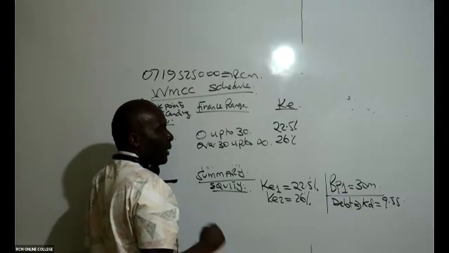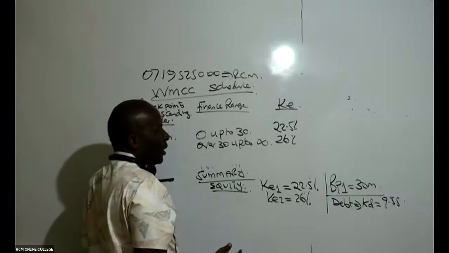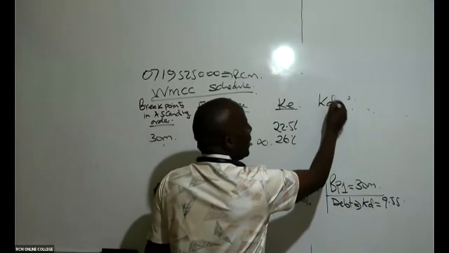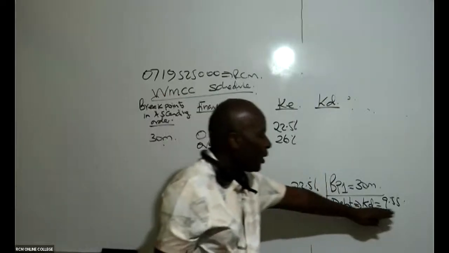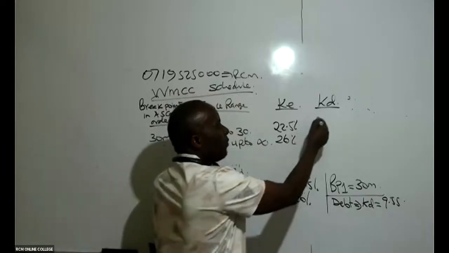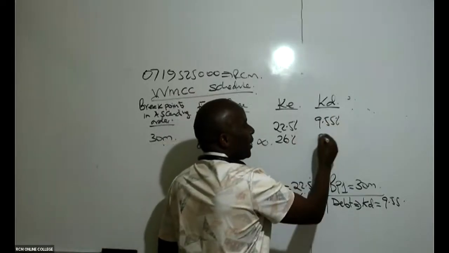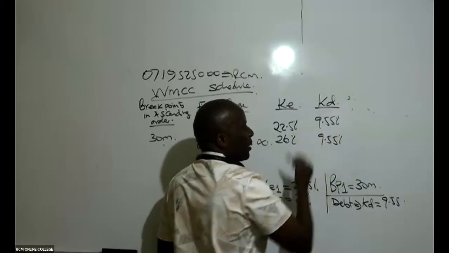I know that's Greek, but I'm not afraid because I know everybody will understand. How about KD? KD ni telezi. KD haina break. KD does not have any break point. KD is 9.55%.